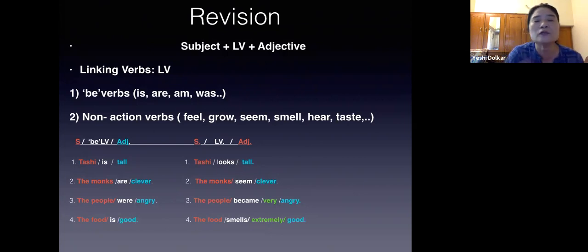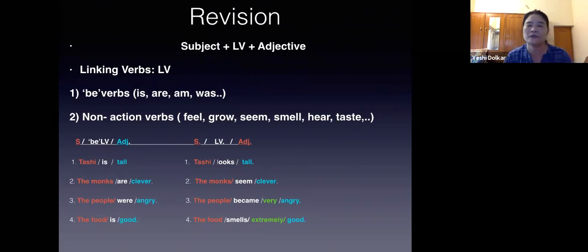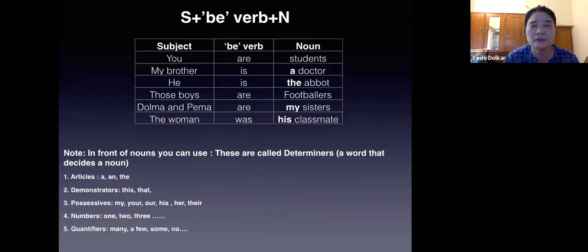Okay. All right. So that was the first lesson that we did. That was the first one. Please remember, the sentence ends in an adjective. All right, there are no other words coming after the adjective. Okay, now let's look at the next, today's lesson here.